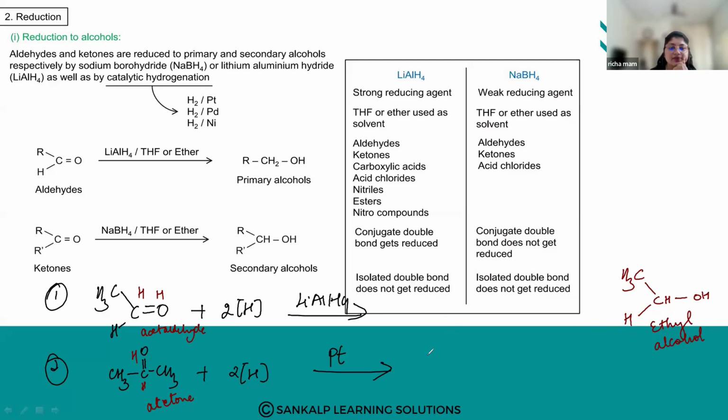Now here, CH3, CH, OH, CH3. What is the name, students? How many carbons are there? Three carbons. So it is propan-2-ol, or isopropyl alcohol. Isopropyl alcohol. Is it clear? Why is there no response?